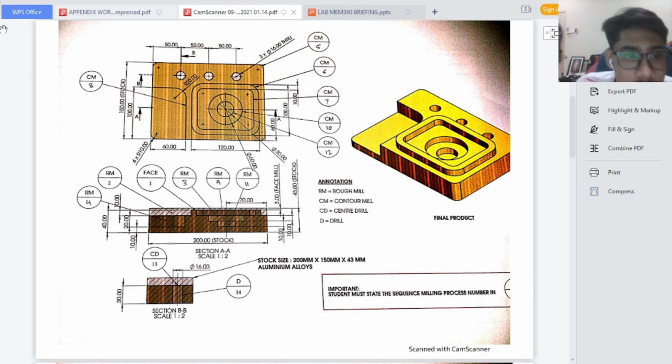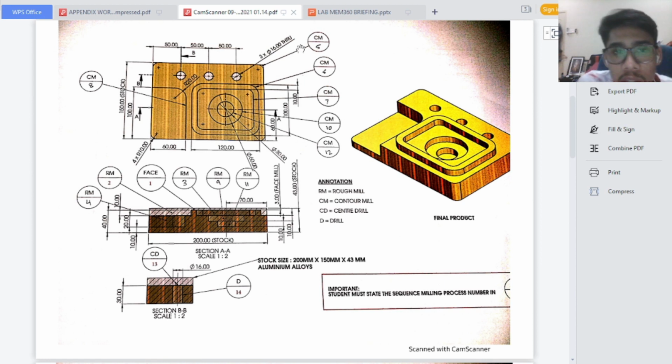The first one is the face mill, which is at the top of the product. The second one is the rough mill rectangular pocket outside, which is beside the face mill. Number three is the rough mill rectangular pocket inside, which is at the first layer. Number four is the rough mill corner stock, which is beside the face mill. Number five is the contour mill, which is at the edge or the corner of the product.